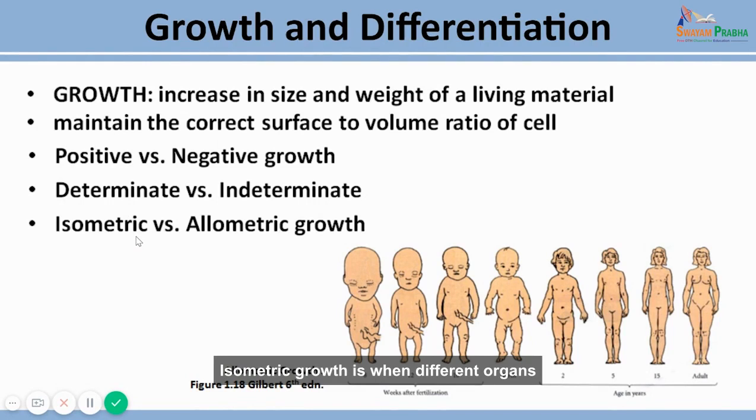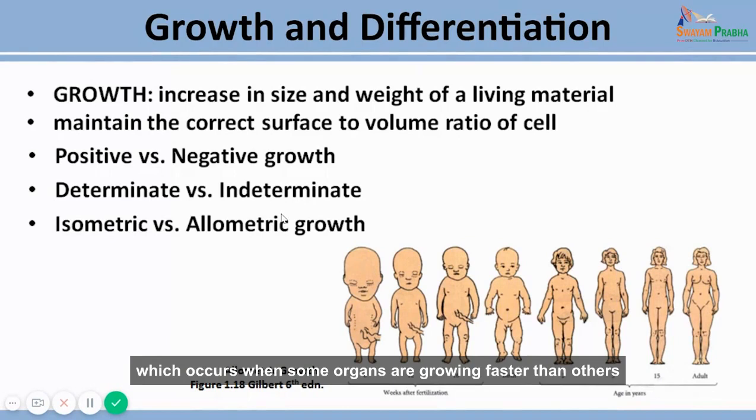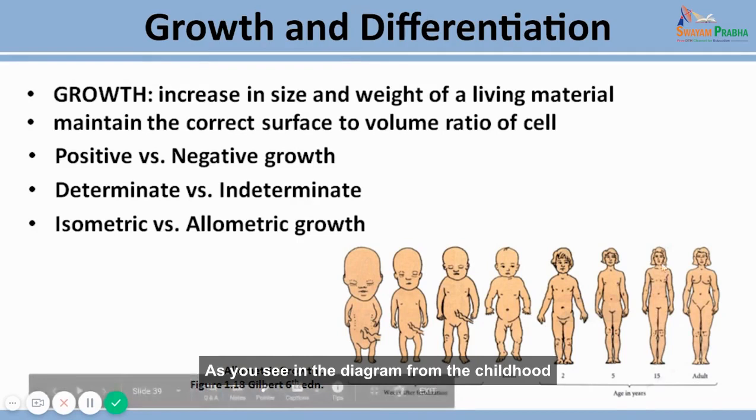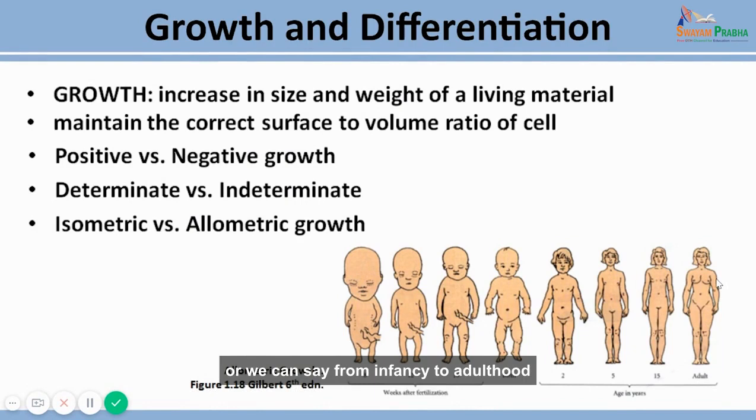Isometric growth is when different organs grow at the same relative growth rate as the rest of the body. More common is allometric growth, which occurs when some organs are growing faster than others. Like the human body grows allometrically. As you see in the diagram, from infancy to adulthood, the arms and legs grow at a much faster rate than the head or the rest of the body. That means their growth ratio relative to the head is greater than 1.